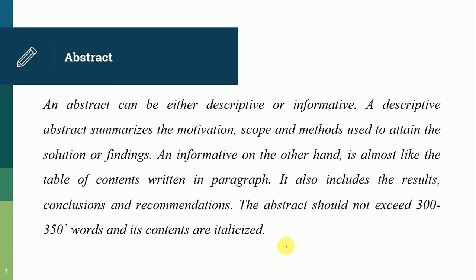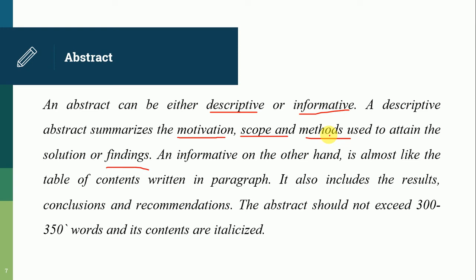An abstract can be either descriptive or informative. Now, there are two things: what is descriptive and what is informative? Let's study this. A descriptive abstract summarizes the motivation, scope, and methods used to attain the solution or findings. If it is descriptive, you should write in a way that gives the motivation, talks about the scope, what has been discussed here, and the methods, how it has been discussed.